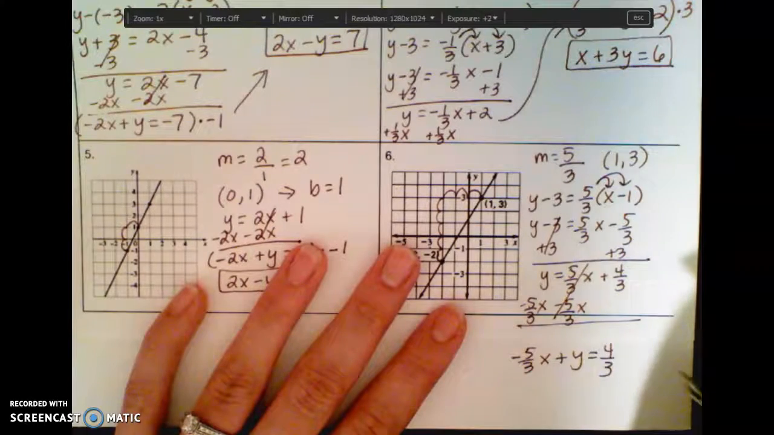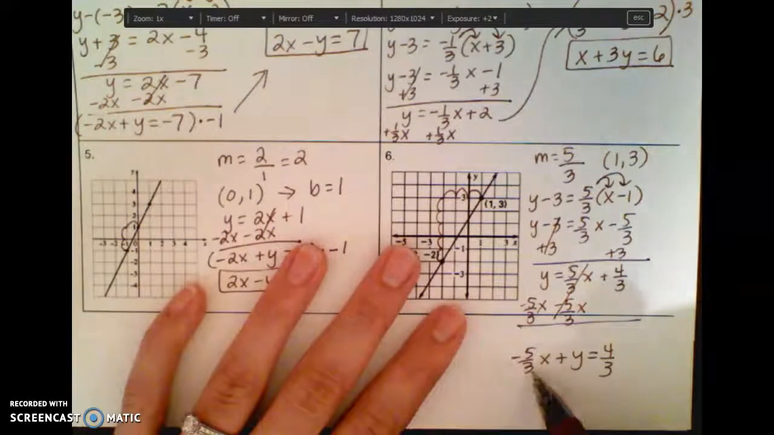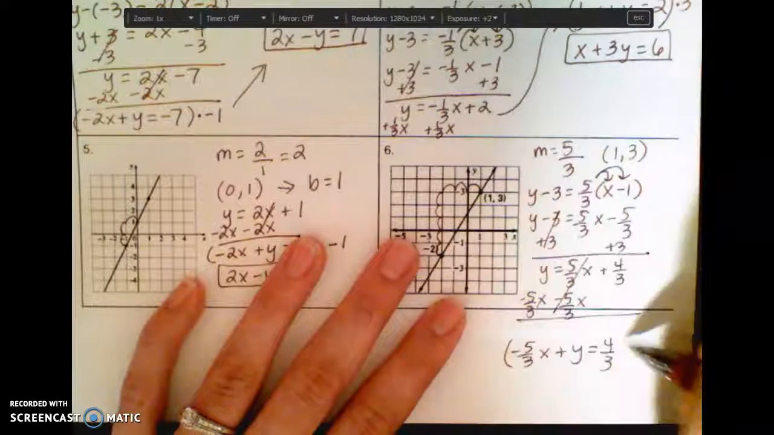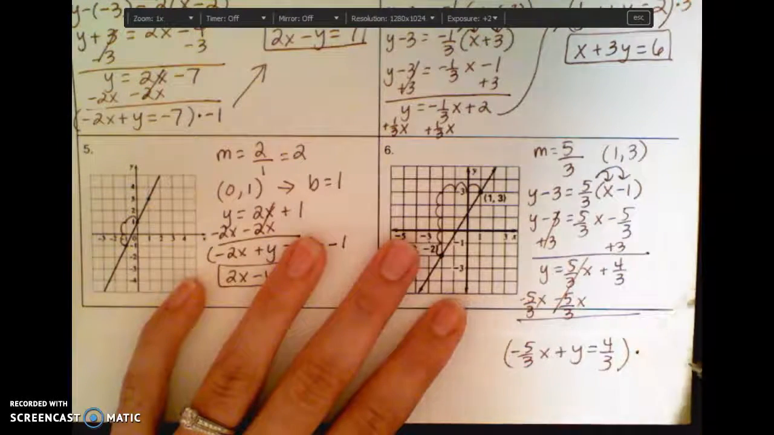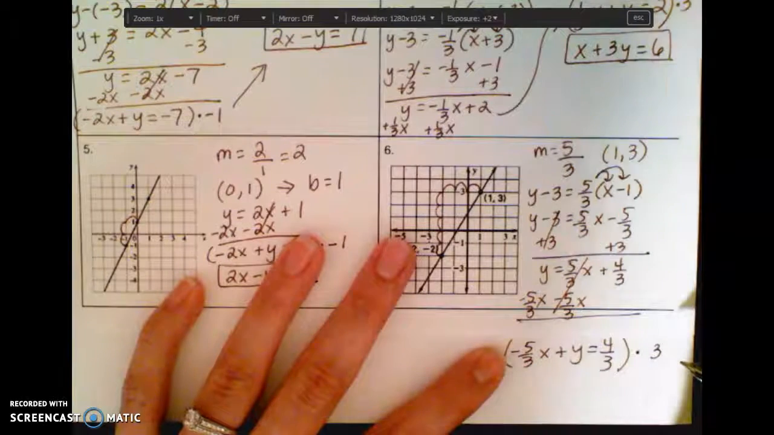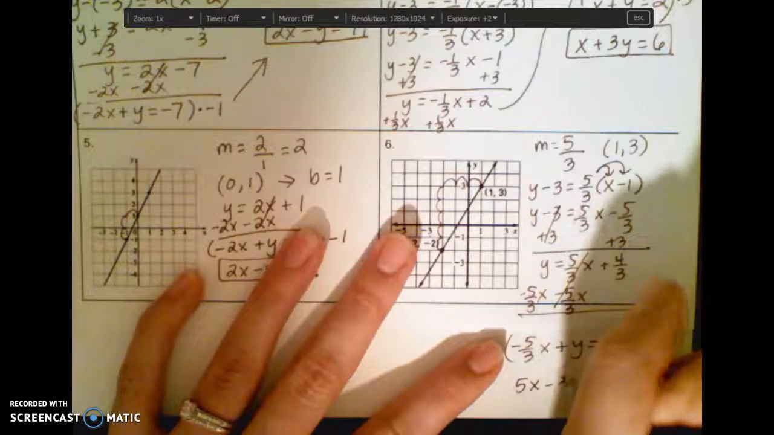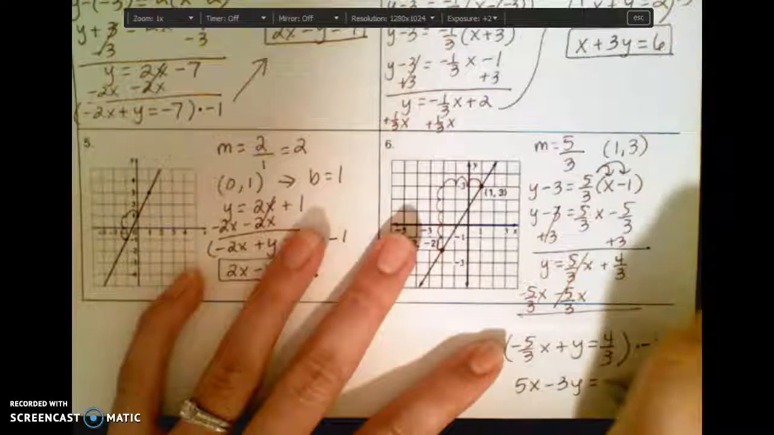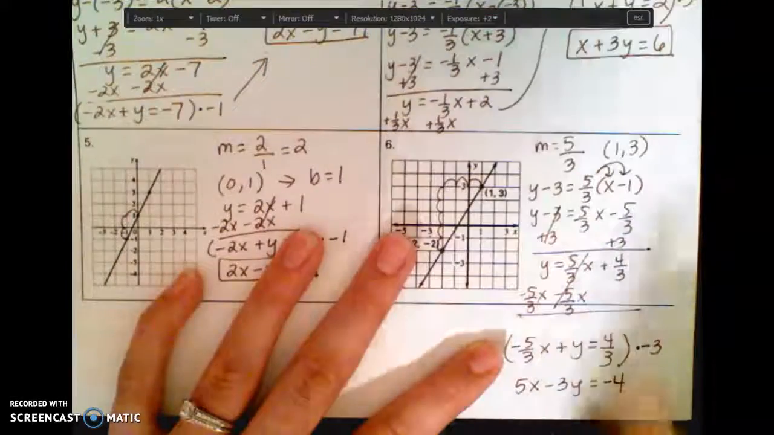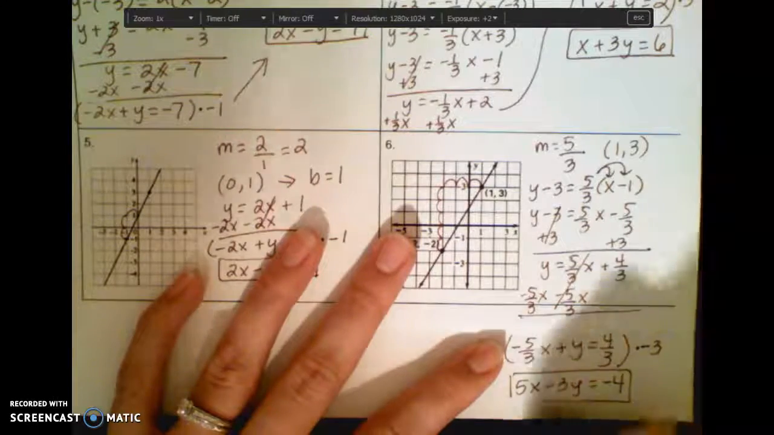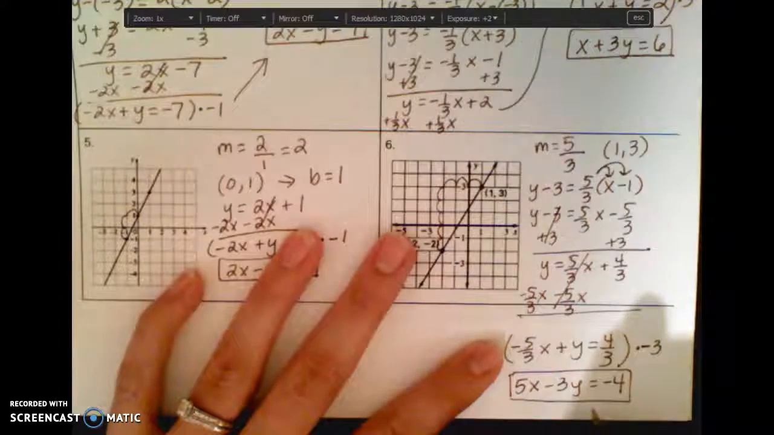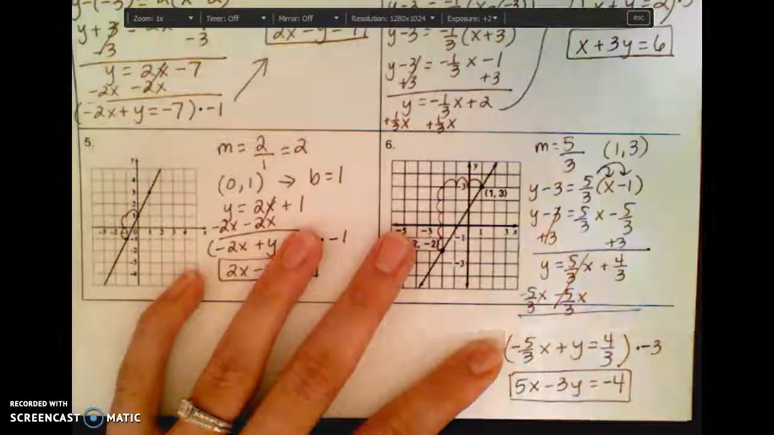Clearly, there are some things wrong here. I have a negative a, and I have fractions. So let's get rid of both of those. To get rid of the fractions, I need to multiply every single thing by the denominator, which is 3. But to get rid of that negative sign, I need to multiply by a -3. So let's multiply everything by -3. That's going to give me 5x minus 3y equals -4. And now it's in standard form. X and y are together, a is positive, and all the fractions are gone.